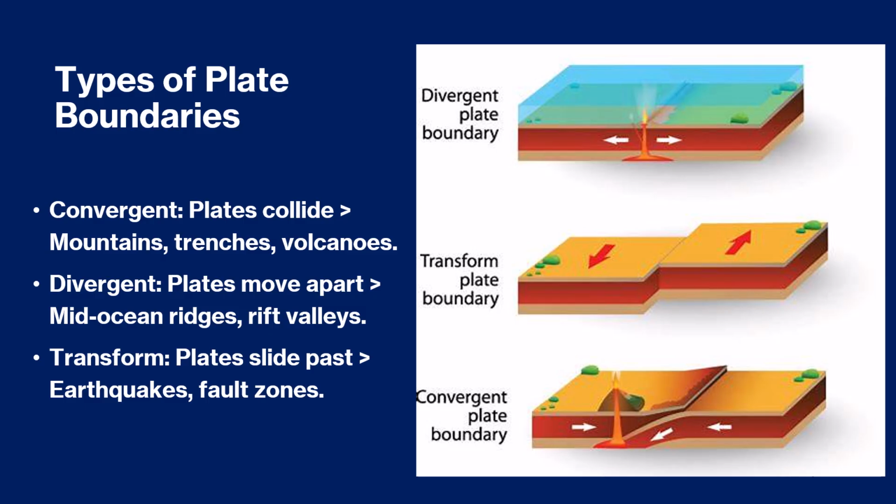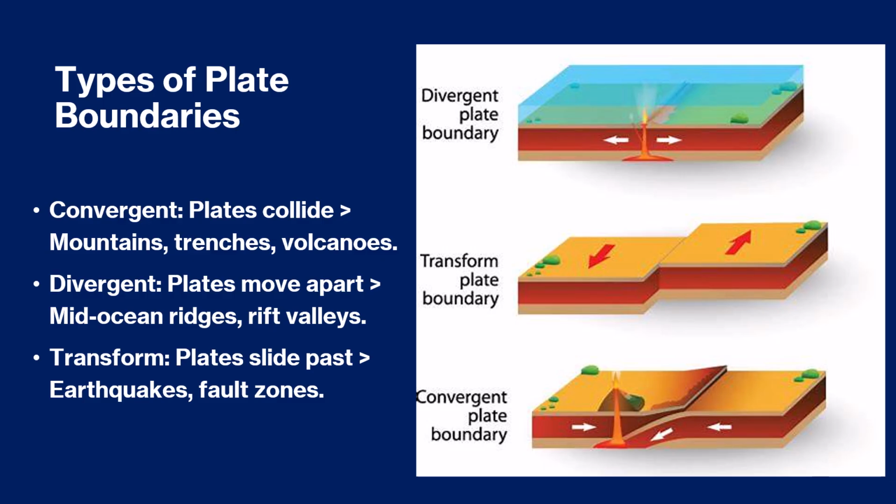There are three main types of plate boundaries, and each plays a unique role in shaping Earth's surface. At convergent boundaries, two plates move toward each other. If one plate is oceanic and it gets pushed beneath the other in a process called subduction, often forming volcanoes or deep sea trenches. When two continental plates collide, they push upward to form massive mountain ranges like the Himalayas.